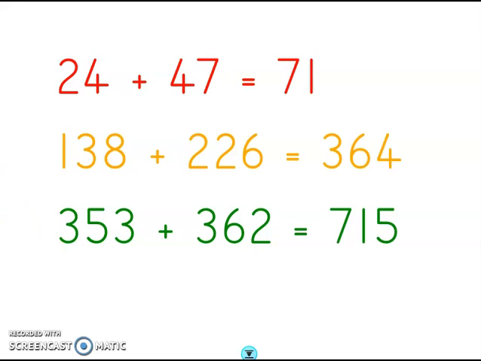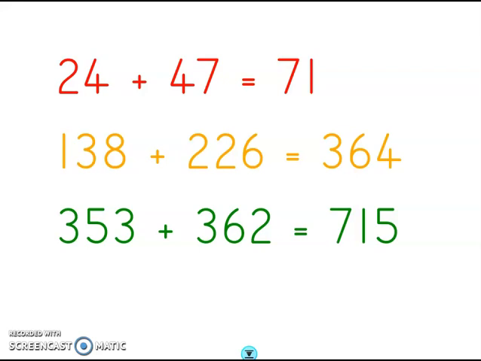So here we go with those answers. So 24 plus 47 equals 71, because if we look at our ones, we've got 4 plus 7 gives me an answer of 11, so 1 1 and an extra 1 10. Then 2 tens plus 4 tens to give me 6 tens, adding on that extra 10 to give me 7 tens, so 7 tens plus 1 1, 71.